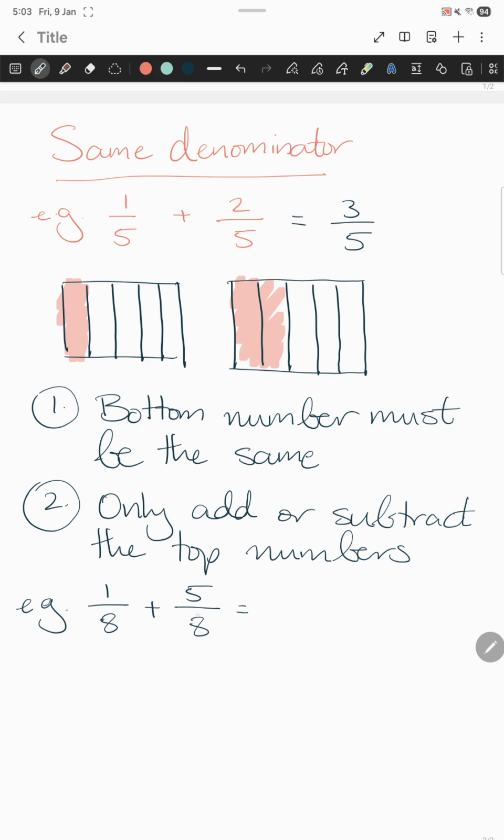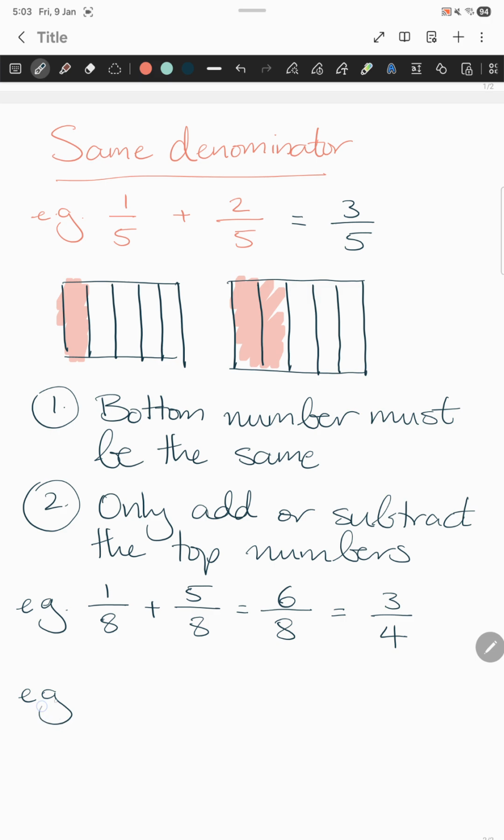Here, because the two bottom numbers are the same, we can add them together. The bottom number is 8, the bottom number is also 8. So the bottom number stays the same. We do not change it. We only add together the top numbers. So 1 plus 5 is 6. And of course, 6/8 is not fully simplified, so we will simplify this, and it turns into 3/4.